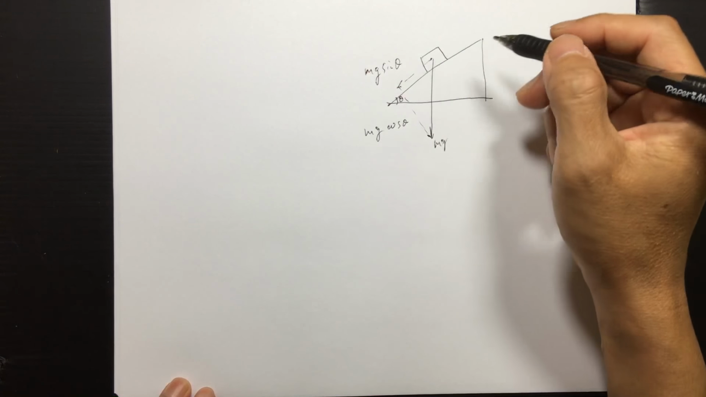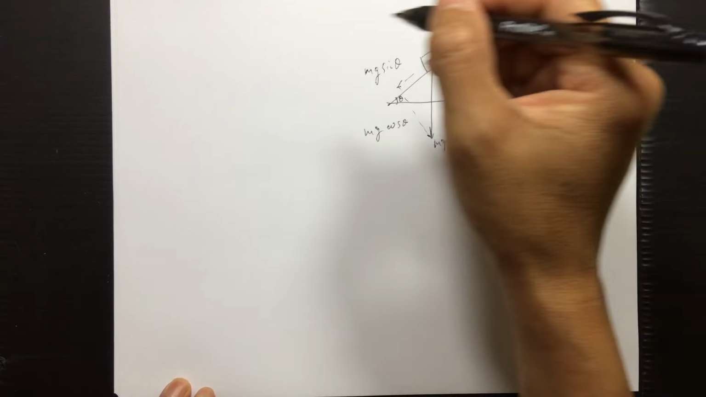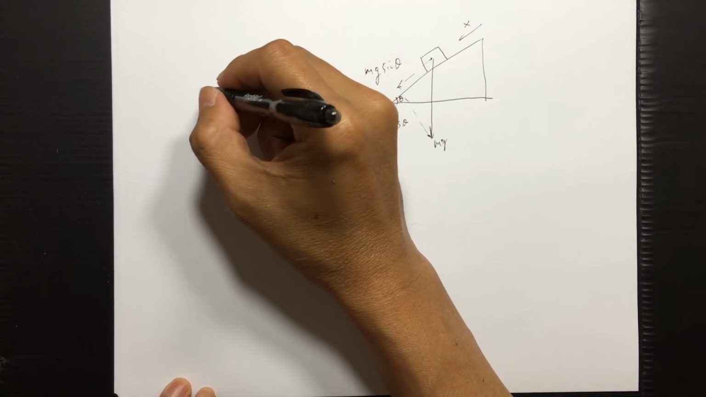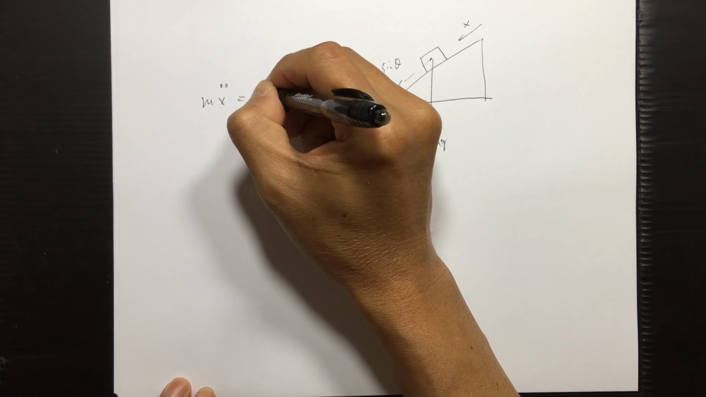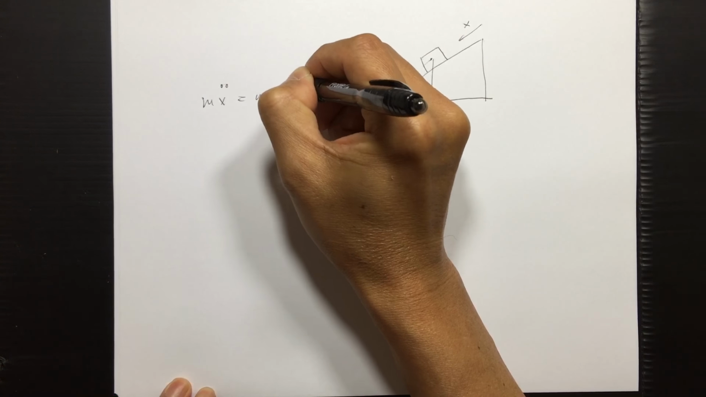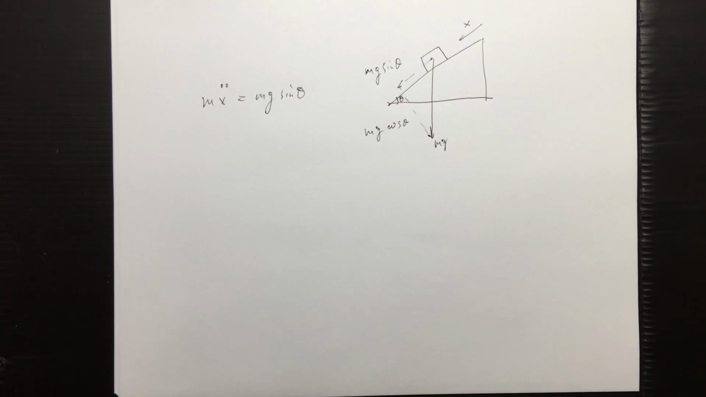Anyway, this thing moves. Let's call this x, right? If this is the x direction, it moves in this way. ma equals mg sine theta, right? So if they give you anything, this is we're not gonna take.